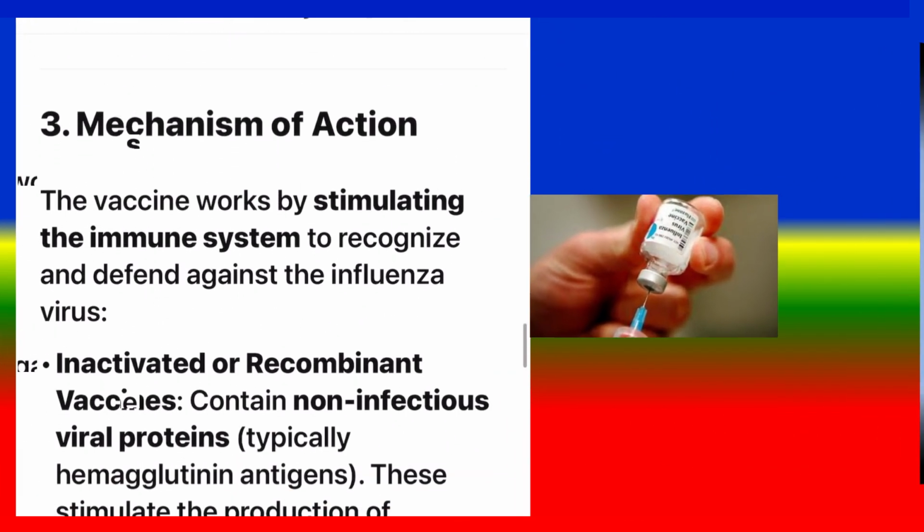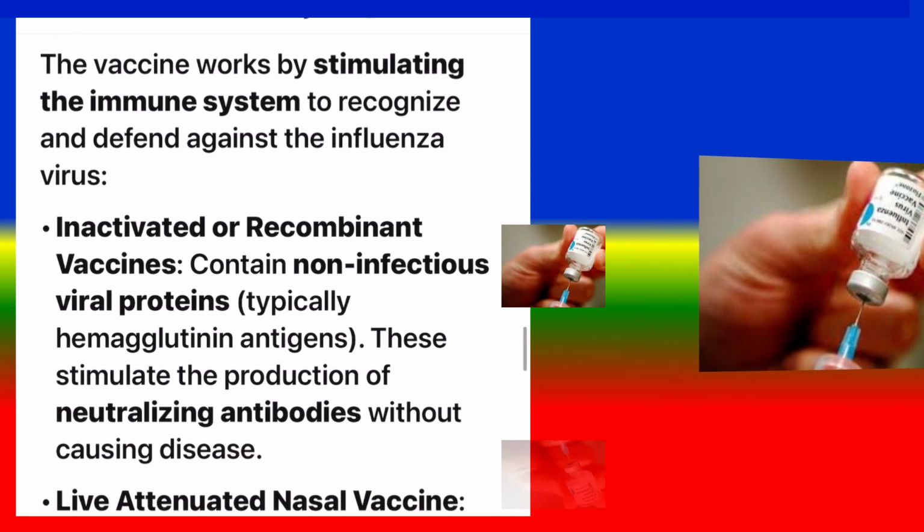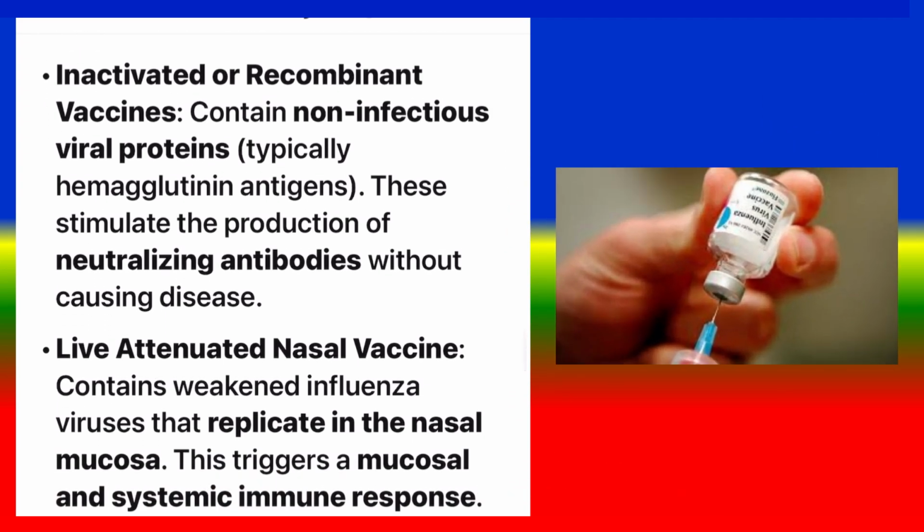3. Mechanism of action. The vaccine works by stimulating the immune system to recognize and defend against the influenza virus. Inactivated or recombinant vaccines contain non-infectious viral proteins, typically hemagglutinin antigens. These stimulate the production of neutralizing antibodies without causing disease.